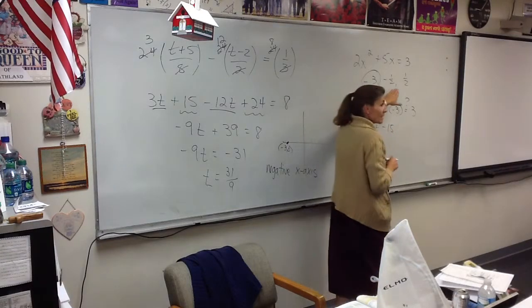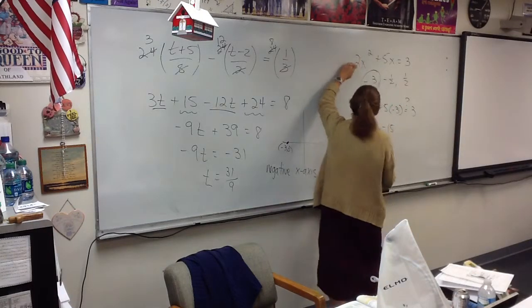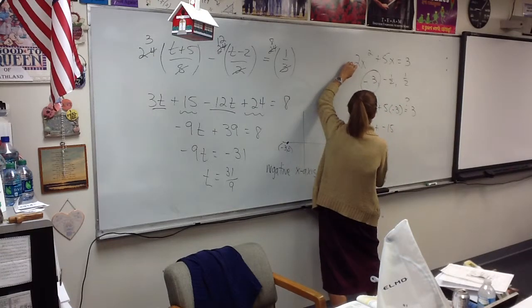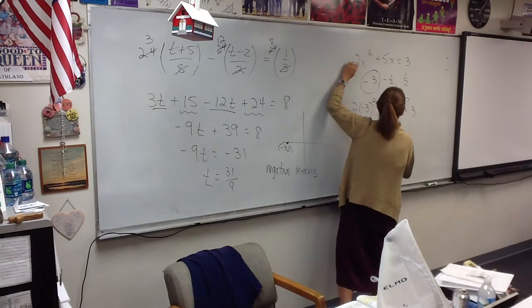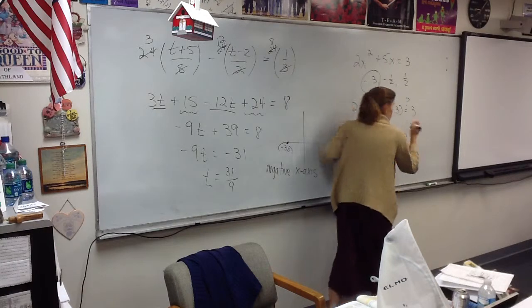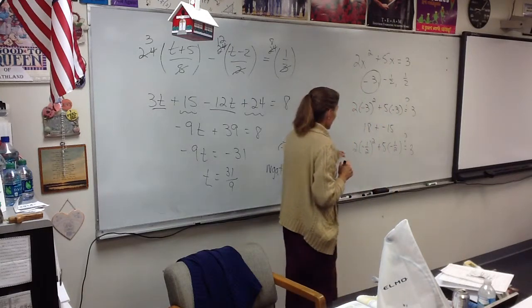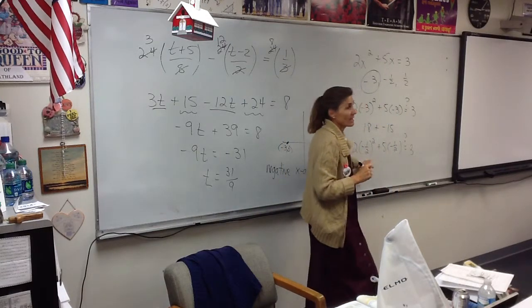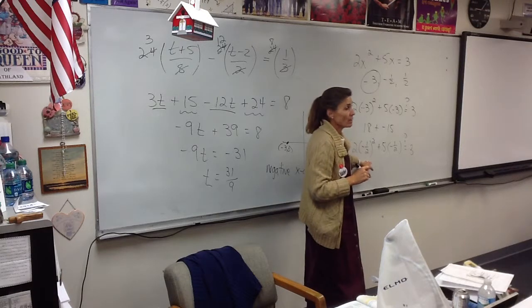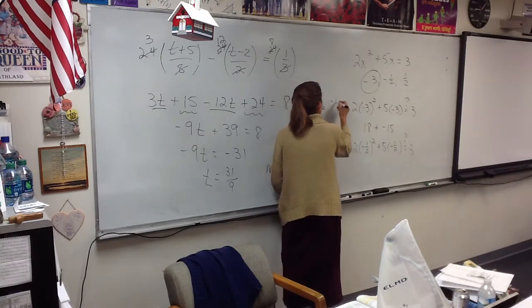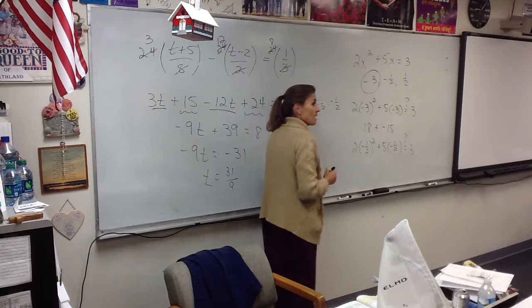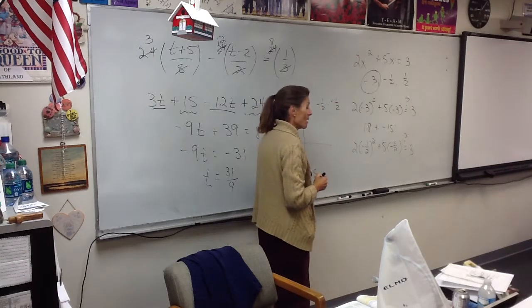Okay, so now I'm going to try negative 1/2. So 2 times negative 1/2 squared plus 5 times negative 1/2. Does that equal 3? That's the question. All right, here we go. Fraction. Can't get rid of it, got to keep it. What's negative 1/2 times negative 1/2? 0.25. Was 1/4, right? Remember, when you multiply fractions, it's top times top, bottom times bottom.